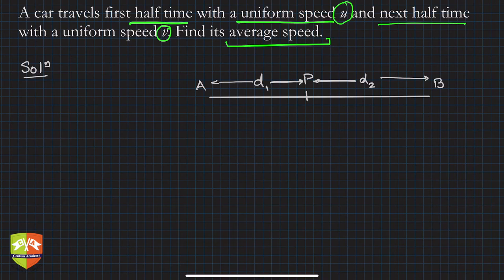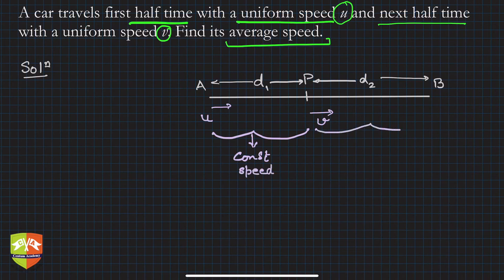Now, it's given that the speed is u in the first part, and from P to B it is v, and throughout each part it's constant. So this is a constant speed journey, which is called uniform motion. Here it is u, here it is v. If they are traveling in a straight line, they are in uniform motion. In uniform motion, velocity is constant, where direction as well as speed has to be constant. So please have clarity in your mind.